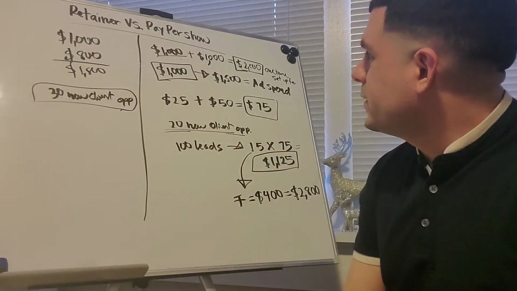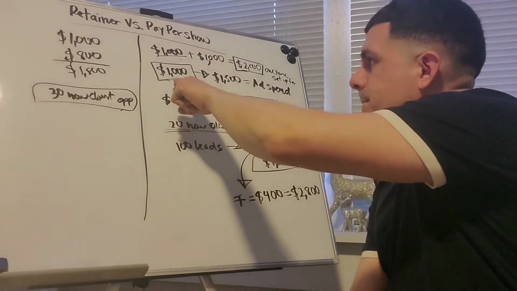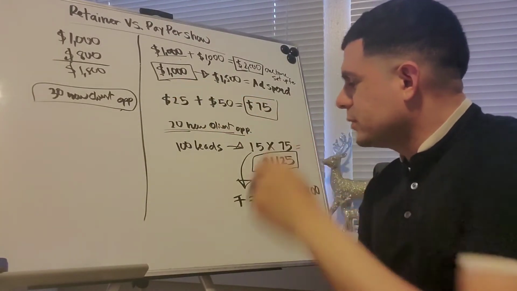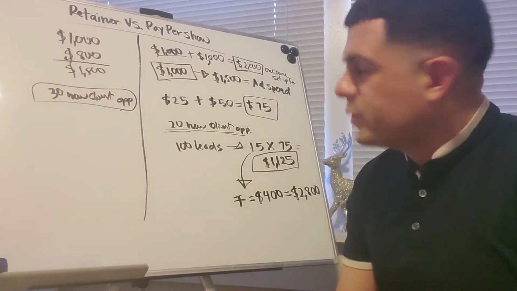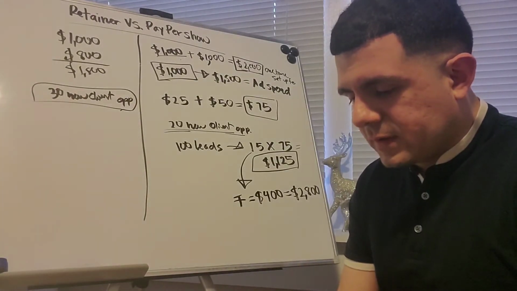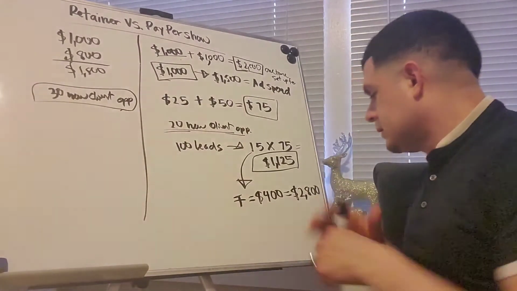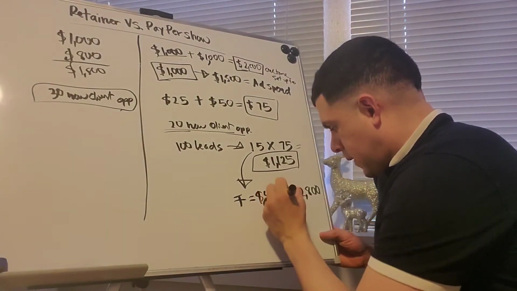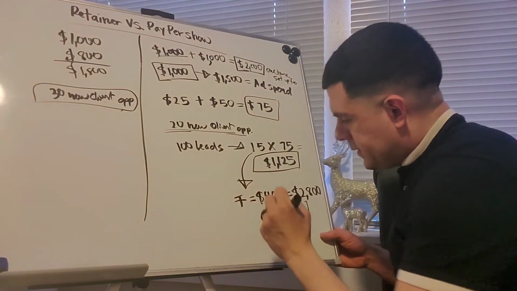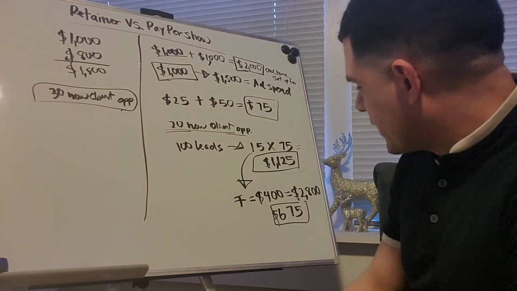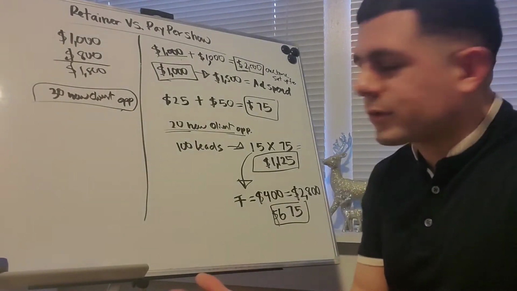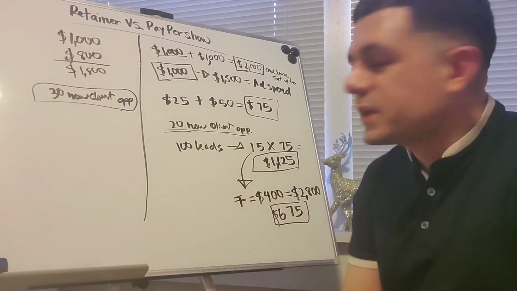Now keep in mind they paid you $1,000 for the ad spend and $1,125 for each of those leads. So if we subtract $2,125, they profited $675 for that month. Which is okay, but of course, you want to get your clients more. Of course, this is just the worst case scenario.